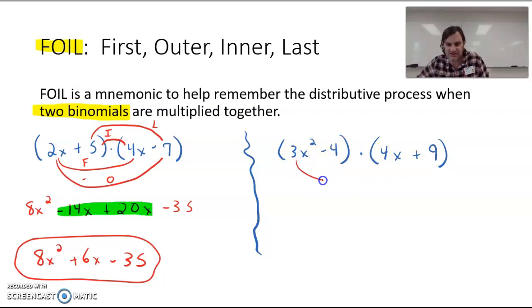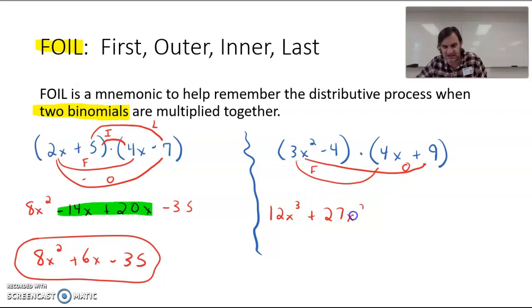So our first is 3x squared times 4x, and that'll give me 12x cubed. My outer is 3x squared times 9, so that should give me 27x squared, I believe. My inner, it's a mess here, negative 4 times 4x. That gives me negative 16x. And my last is negative 4 times 9, so that's minus 36. And in this one, there were no like terms to combine.